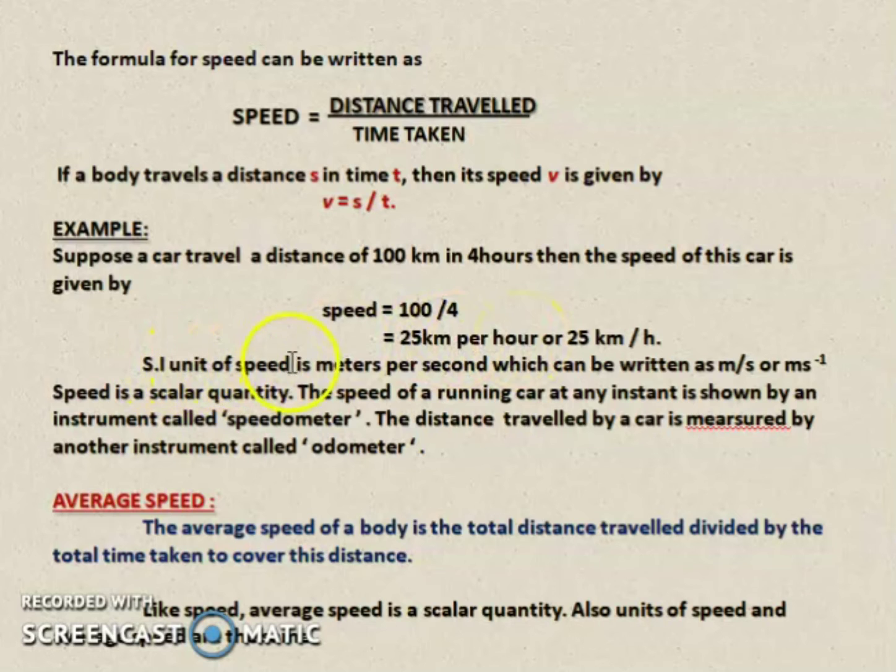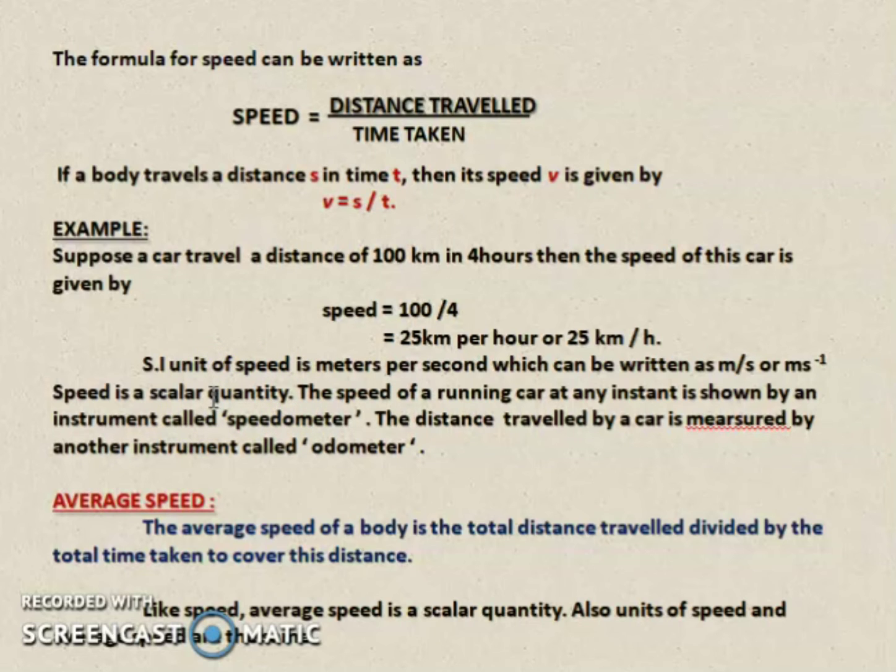The SI unit of speed is meter per second, which can be written as m/s or m s^-1. Speed is a scalar quantity. You already know what a scalar quantity is.